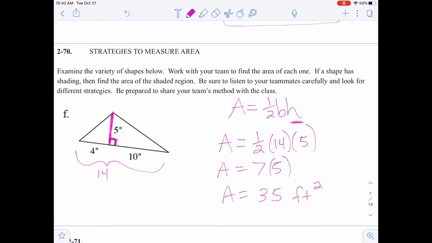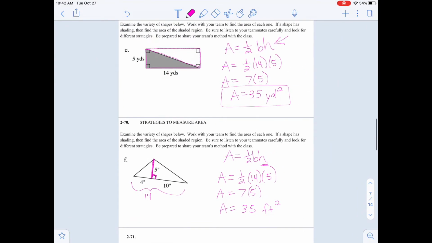Now the units are different in both of these triangles, but notice that although the triangles look different, because they have the same height and the same base, they're going to yield the same calculation of 35. It's just that the first one's in yards and the second one is in feet.